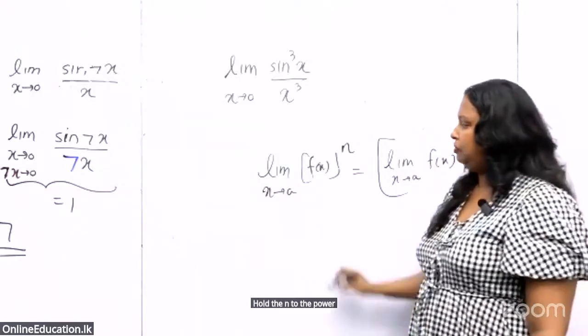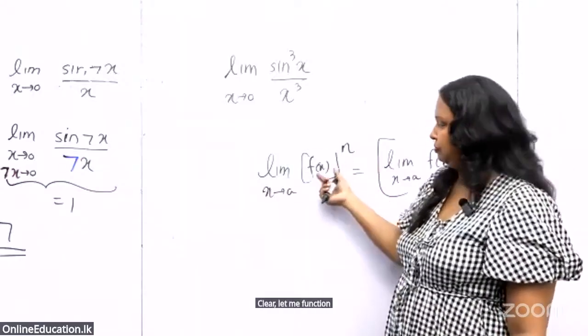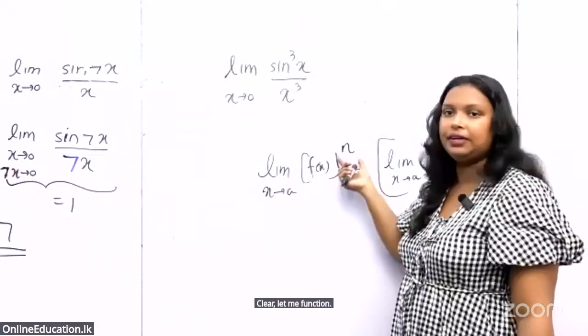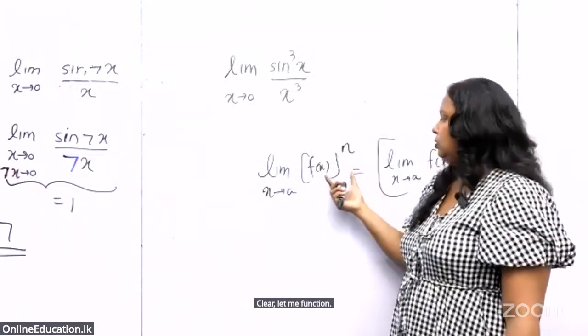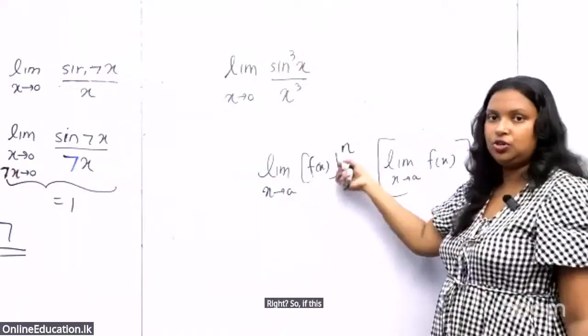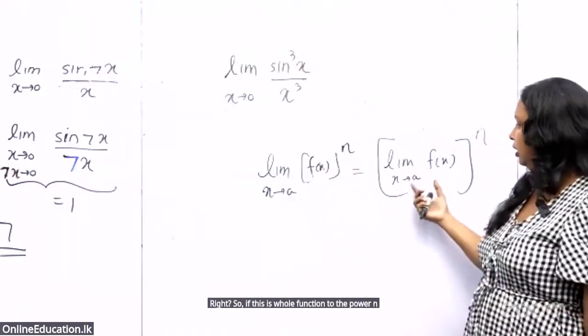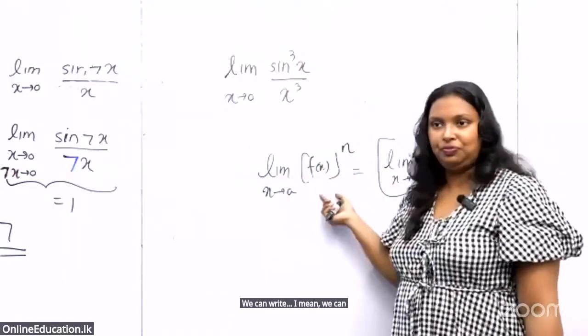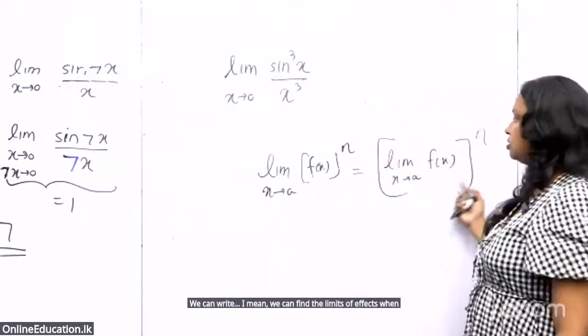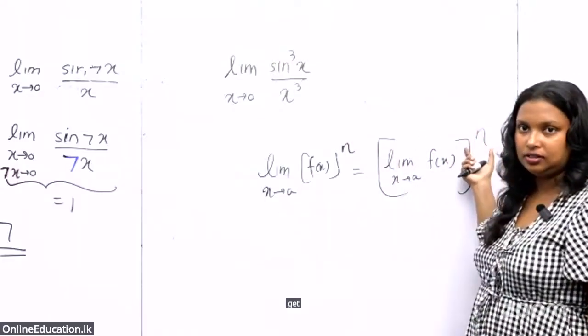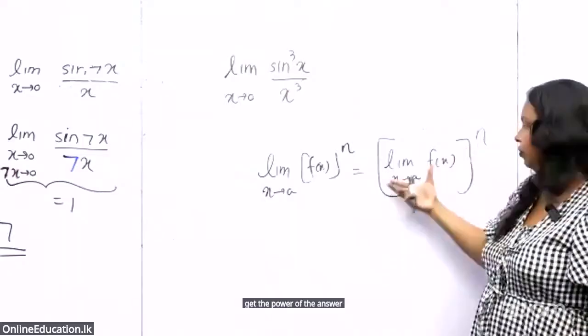Clear? Then my function has this power, f(x) to the power n. You have f(x) to the power n, right? So if this is the whole function to the power n, we can find the limit of f(x) when x tends to a, and then take the power of the answer. Clear?